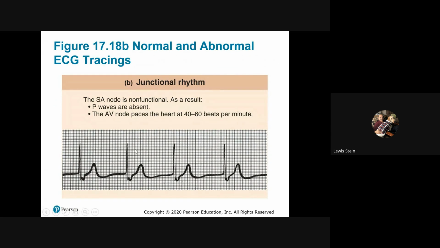You can see how elongated. So you've got 5 of these big blocks. That means more than a second. It's slower than 60. And we don't even see any P waves. And we see some irregularity here, this ST abnormality that's coming. Immediately that's junctional rhythm. You don't see the P waves.